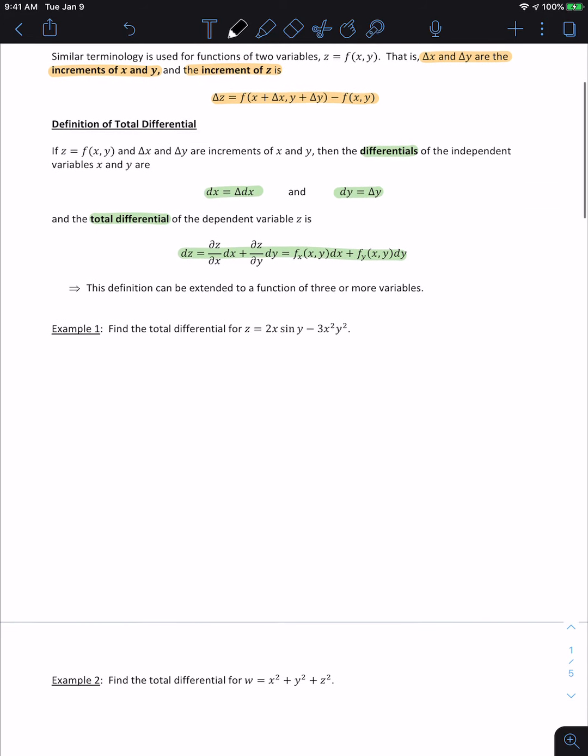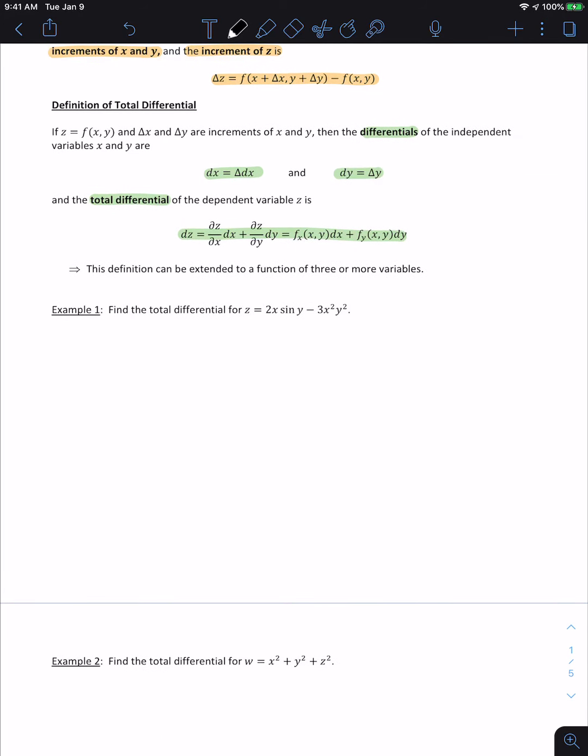So the first example here, find the total differential for z is equal to 2x sine of y minus 3x squared y squared. So in order to find the total differential, I need to find first the partial derivative with respect to x, the partial derivative with respect to y, and then multiply them by dx and dy. So let's practice using our different notations.